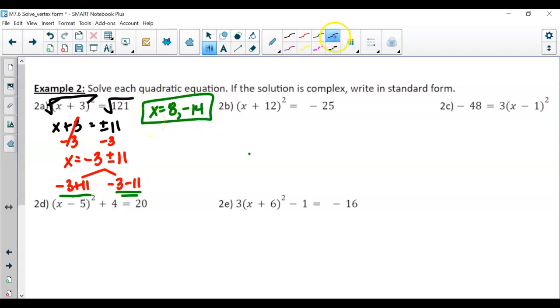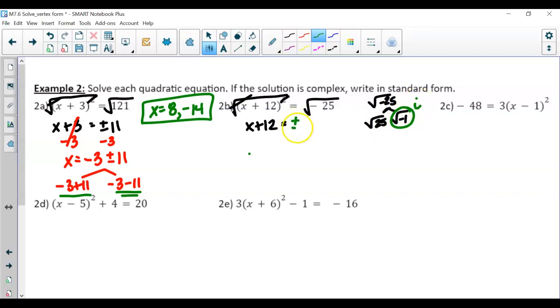So now let's go to the next. So again, here, what are we going to do first? Take the square root, right? Because here our parentheses all grouped together being raised to the second power. So square root. So now here we've got x plus 12 is equal to the square root of -25. Oh, so notice, right? This is the square root of -25, which is the same as the square root of 25 times the square root of -1. And the square root of -1 is i. So this is plus or minus 5i.